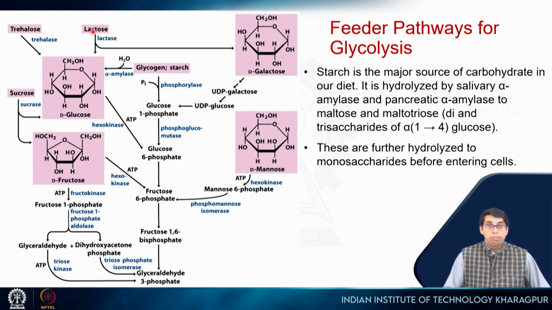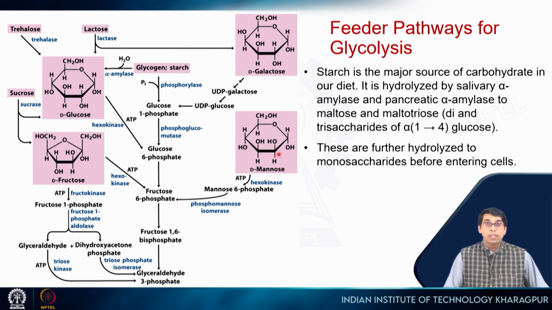Lactose is present in milk. Lactose is a disaccharide, so it is formed of glucose and galactose. So there are enzymes which will break it down into glucose and galactose. Glucose can go directly here. Galactose is further converted by other enzymes into glucose 1-phosphate, which is converted to glucose 6-phosphate by phosphoglucomutase. So that's another enzyme, and then it goes into glycolysis.